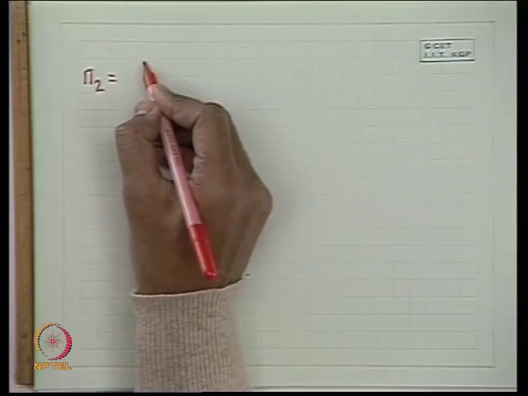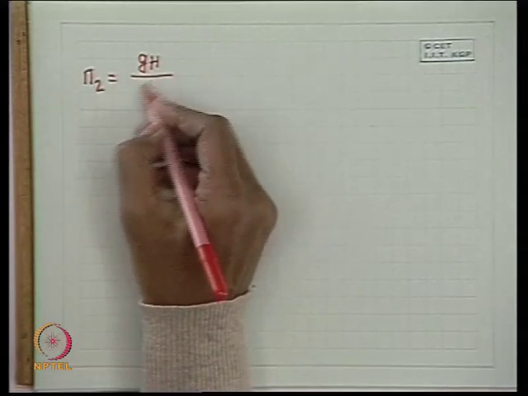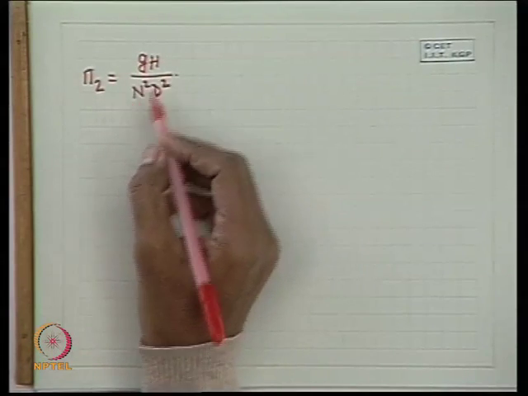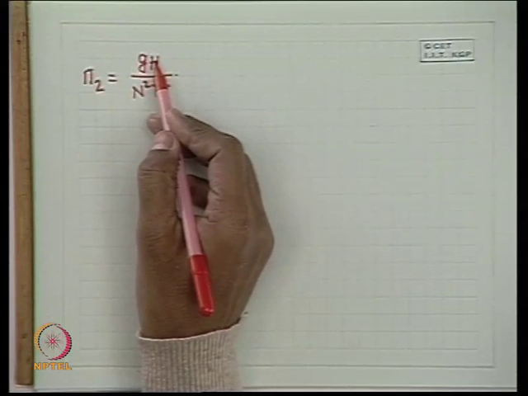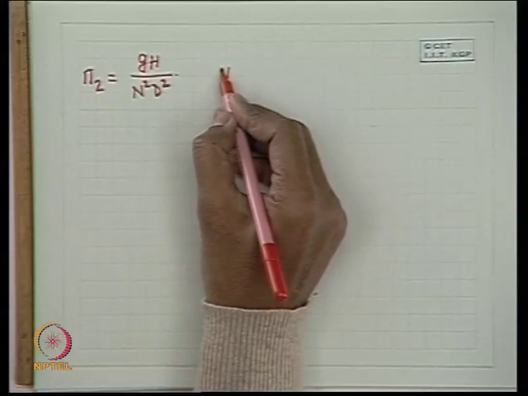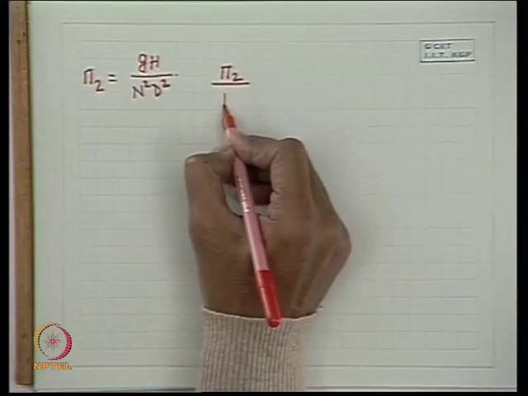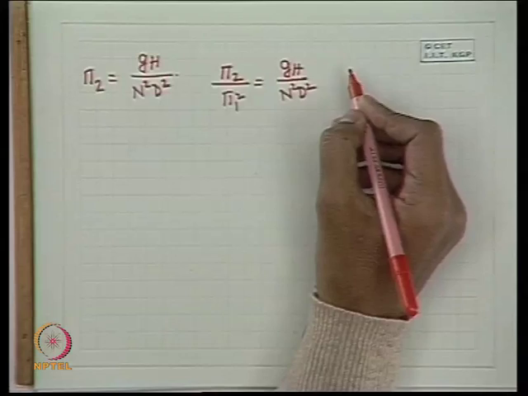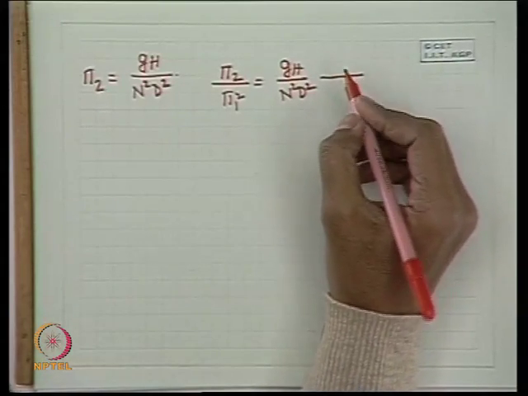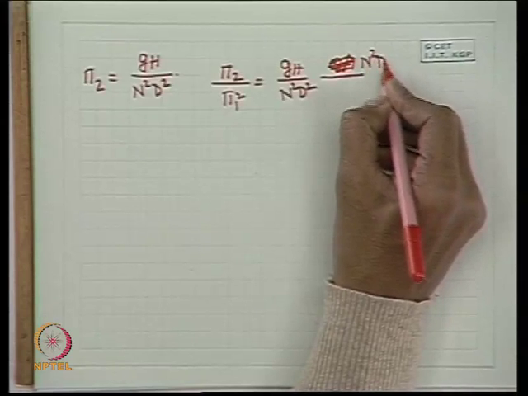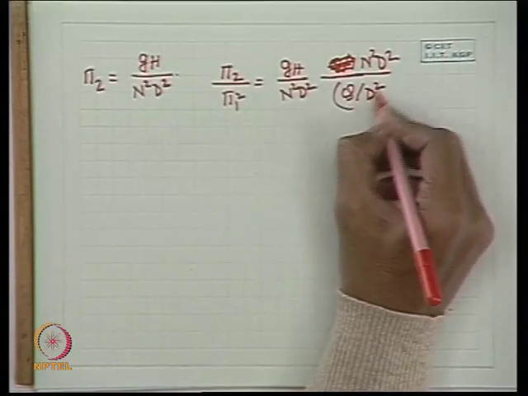So, what then is the pi 2 term? Pi 2 is equal to g h by n square d square. What is this pi 2 term? Now, the numerator is the total energy of the fluid, either gained or given, and the denominator represents the square of the rotor velocity. To get a clearer idea, let us divide pi 2 by pi 1 square. It is g h by n square d square, and pi 1 square, where pi 1 is Q by d square by n d, gives n square d square divided by (Q by d square) whole square.